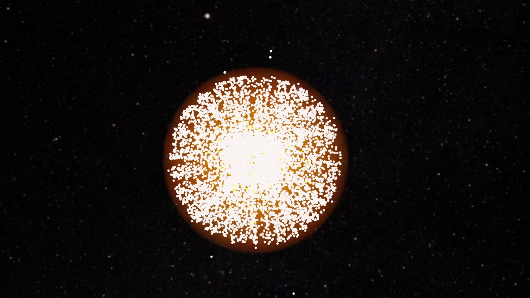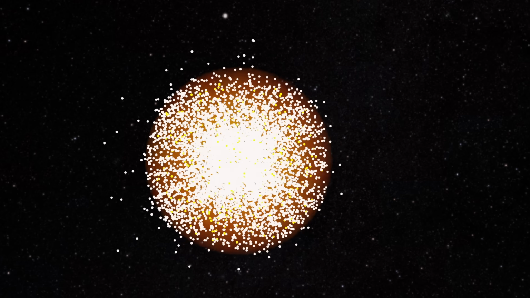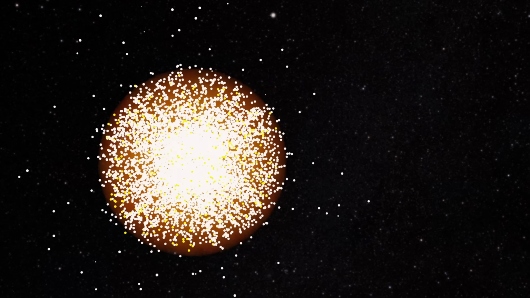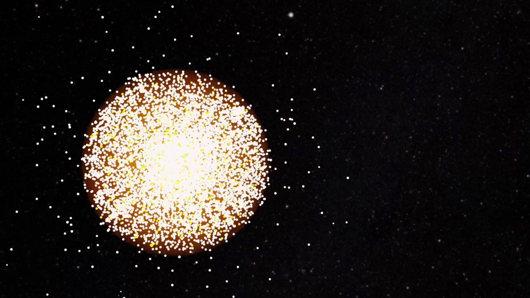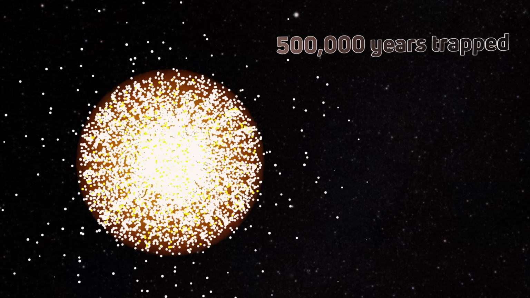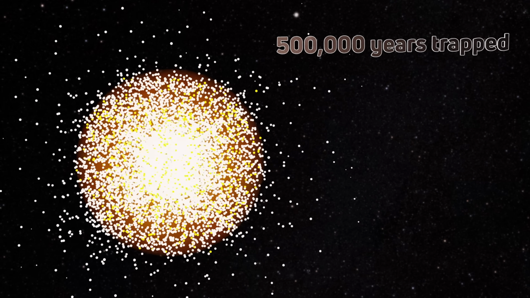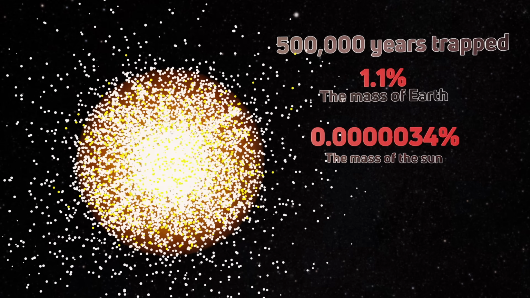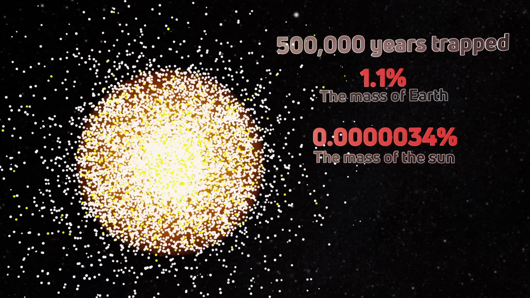In fact, the trapped photons in the sun contribute to its mass. But this is an incredibly tiny amount. If we assume photons take, on average, 500,000 years to escape the sun, then they contribute only about 1% the mass of the Earth, or 34 billionths the mass of the sun, to the overall mass.